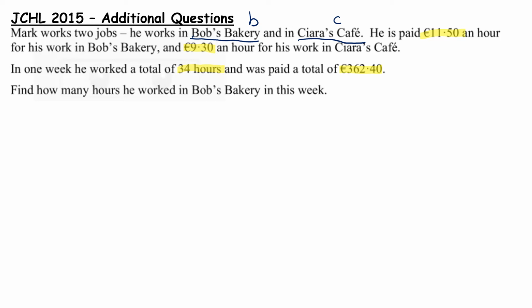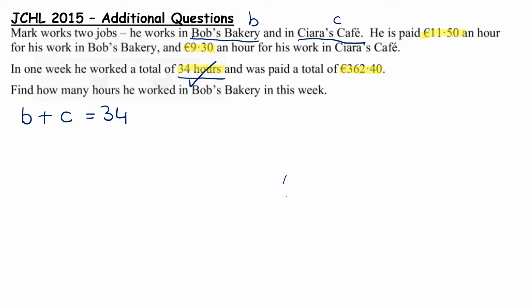So the first equation is he worked a total of 34 hours. So the amount of hours in Bob's Bakery, B, plus the amount of hours in Kira's Cafe, C, should add to 34. The second piece of information we know, and I like to take it off as we use it because then we know, is there anything we haven't used that we should take into account?